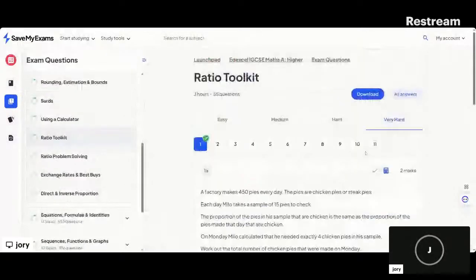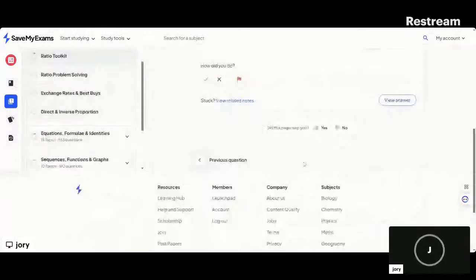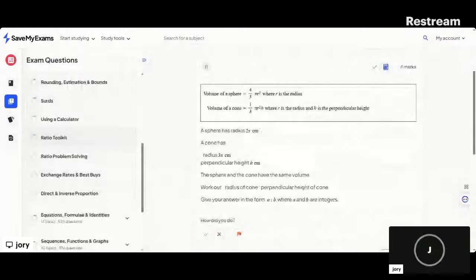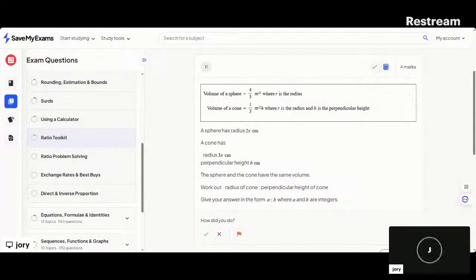Let's go. Okay. Volume of a sphere is this, where r is the radius. Volume of a cone is this, where r is the radius and h is the perpendicular height. The sphere has this radius. A cone has this radius and this perpendicular height. The sphere and the cone have the same volume. Work out the ratio of the radius of the cone to the perpendicular height of the cone. Give your answer in integers.